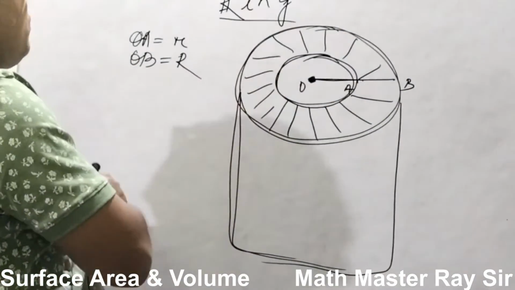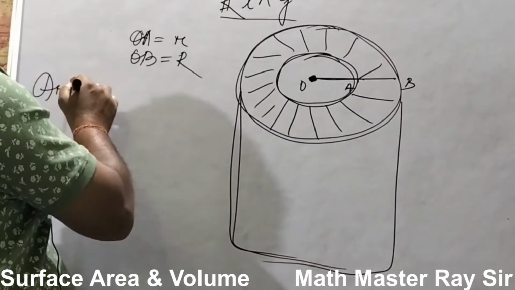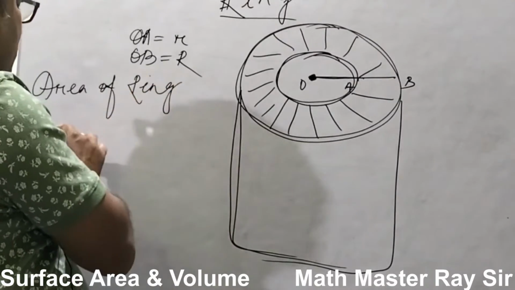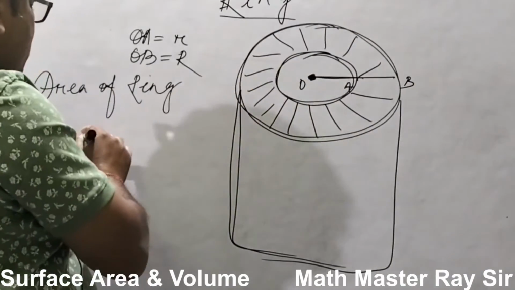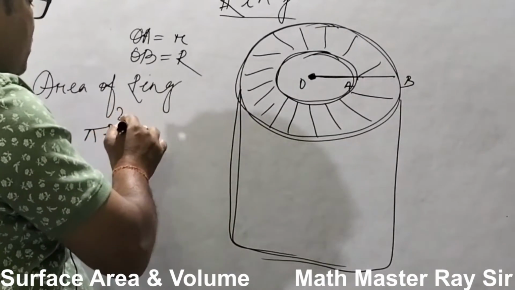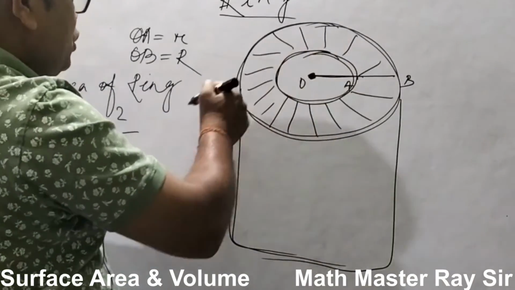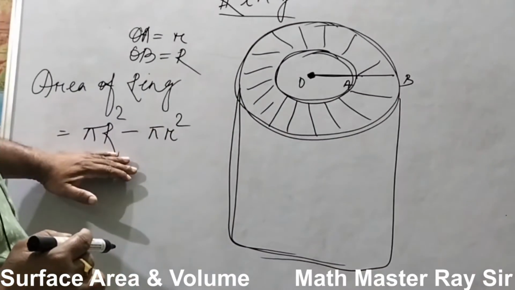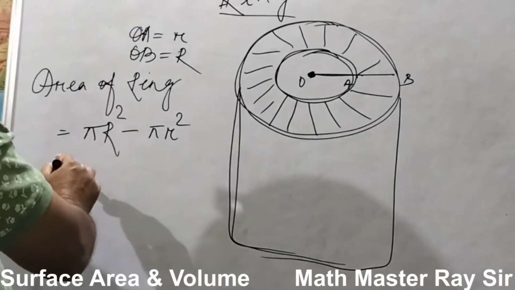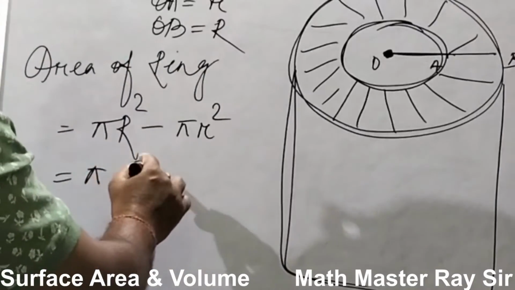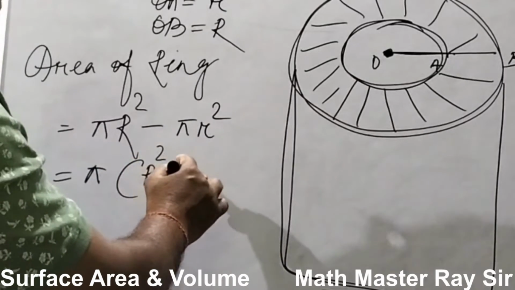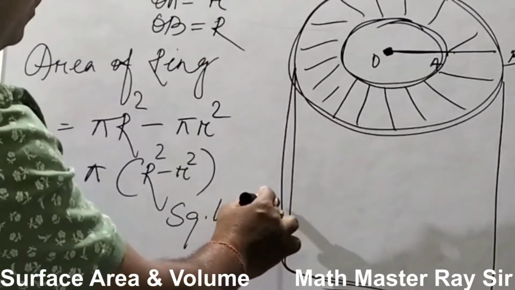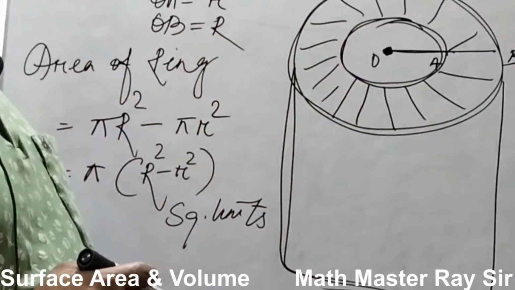So in order to find out the area of the ring, that would become area of the big circle, that is pi R square, minus area of this small circle, that is pi small r square. This is pi R square minus pi r square. Taking pi as common, it would be pi times R square minus r square, square units. So got it? The area of the ring.